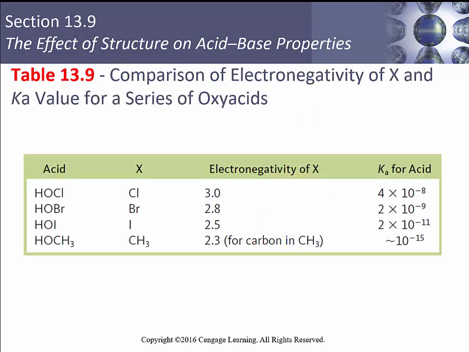So comparing the electronegativity of X and Ka for a series of these oxoacids, we can look at, well, what happens if we keep the oxygens the same and we change what the atom in the middle is? So chlorine, bromine, to iodine. The electronegativity of chlorine is greater than that of iodine, and the Ka for the chlorine is going to be larger than that for the iodine.